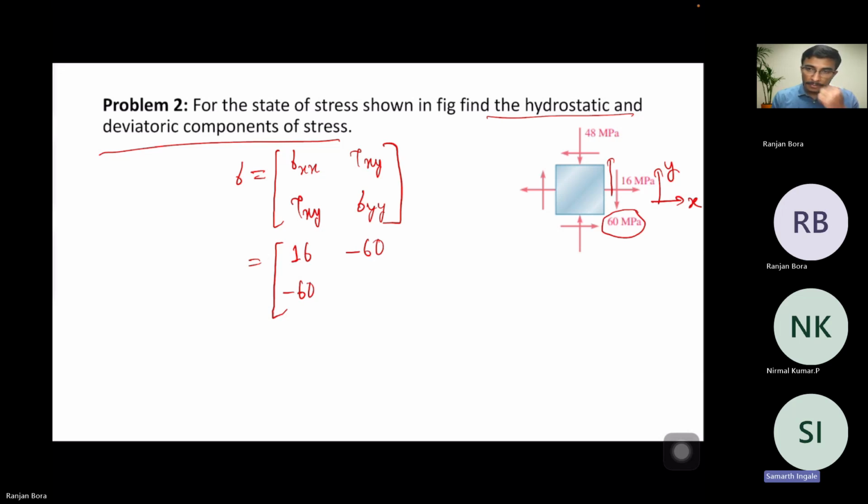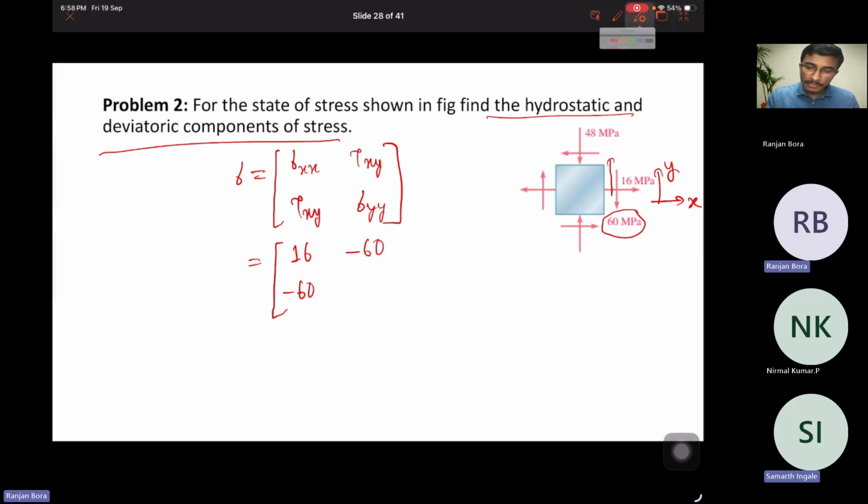Sir, how did you determine the x and y coordinates? They are not given, which component is x and which component is y. You can assume any, you can assume this direction x, this direction y. It is up to you. So I am assuming this horizontal direction is x.